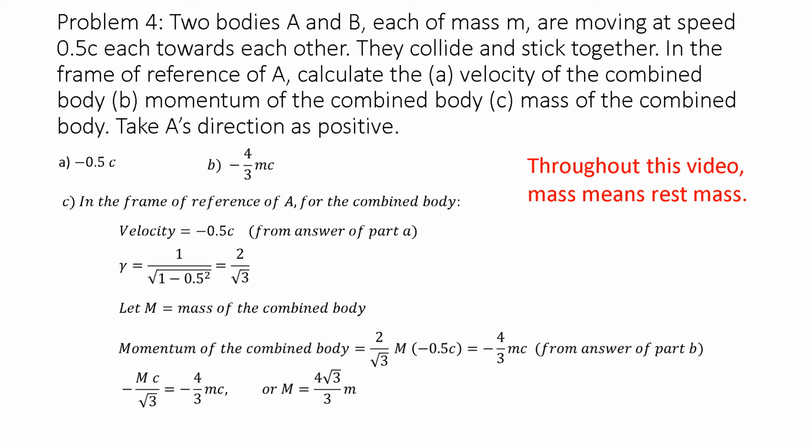And we already calculated in part B that the momentum of the combined body is minus 4 by 3 small m into c. So these two will be equal. We simplify further and then we find that capital M equals 4 root 3 by 3 small m. So this is the mass of the combined body. As you can see, this is greater than 2 times small m.